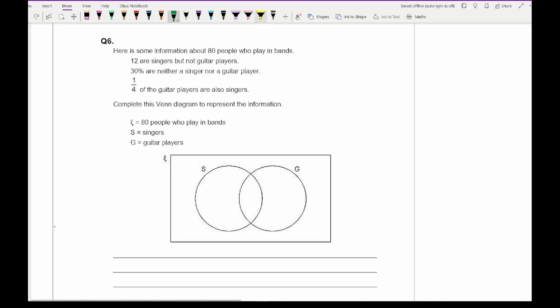So for this, looking at the first bit of data, it says 12 are singers but not guitar players. So this here is going to be our 12. Moving on to our next bit of information, it says that 30% are neither a singer nor a guitar player. So I need to work out what 30% of 80 is going to be. Well, 10% is 8, so that means 30% is going to equal 24, so that's going to go outside.